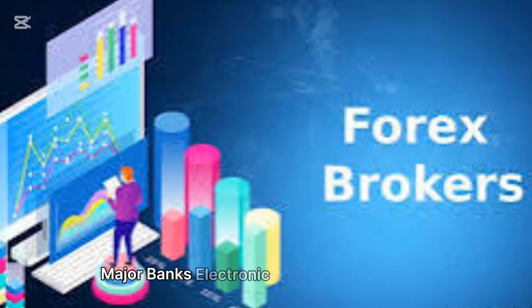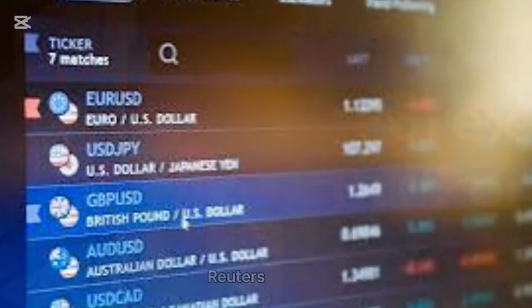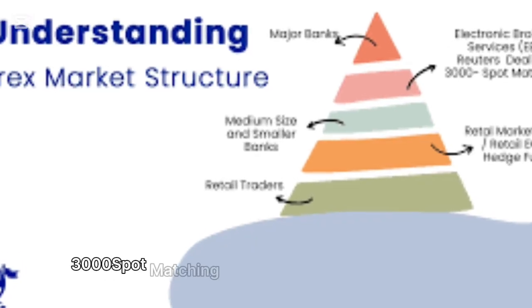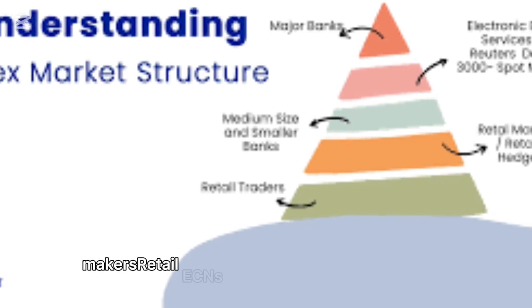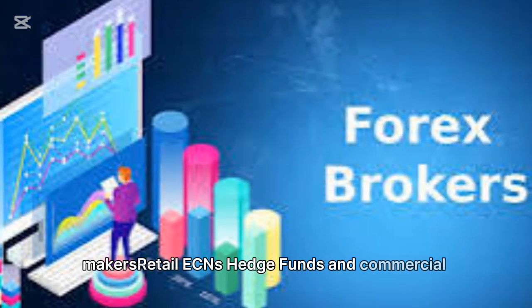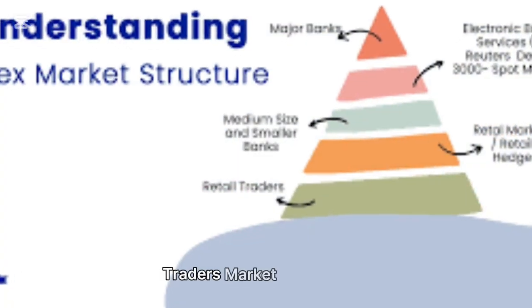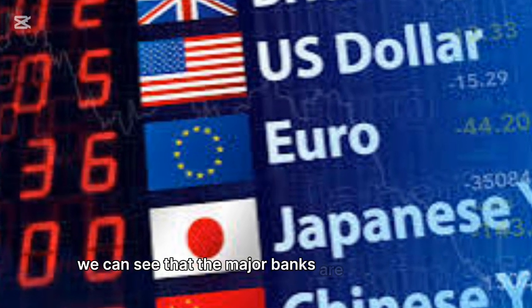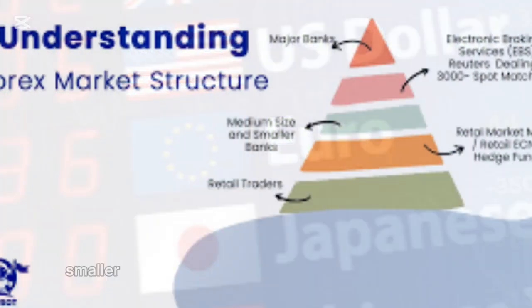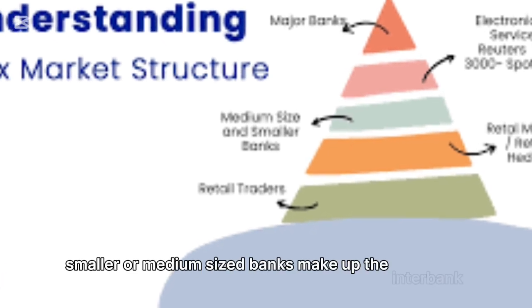Major banks: Electronic Broking Services (EBS), Reuters Dealing 3000 Spot Matching, medium-sized and smaller banks, retail market makers, retail ECNs, hedge funds and commercial companies, retail traders, market participants. In the above diagram, we can see that the major banks are the prominent players, and smaller or medium-sized banks make up the interbank market.